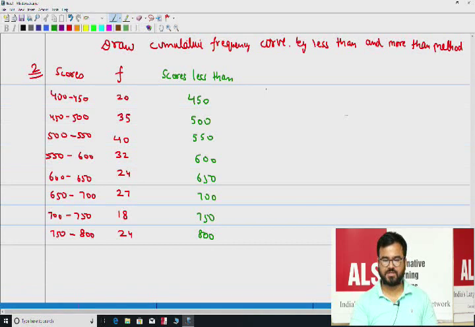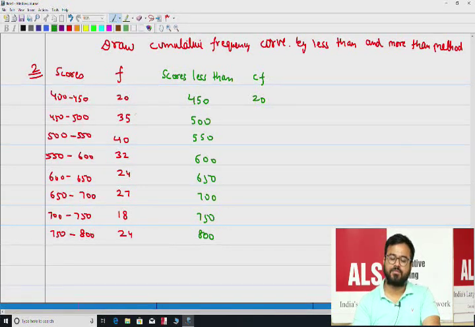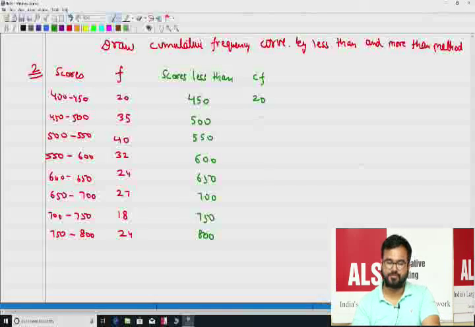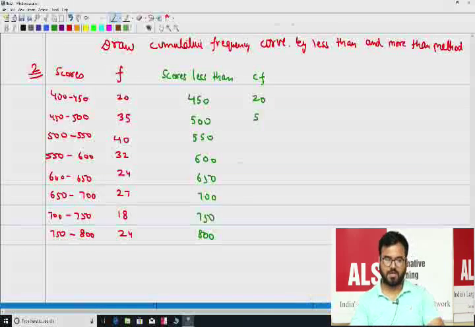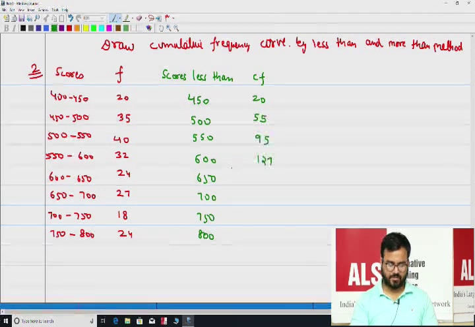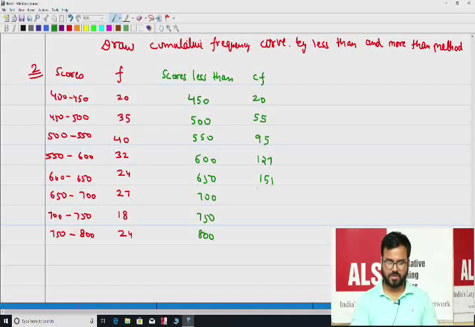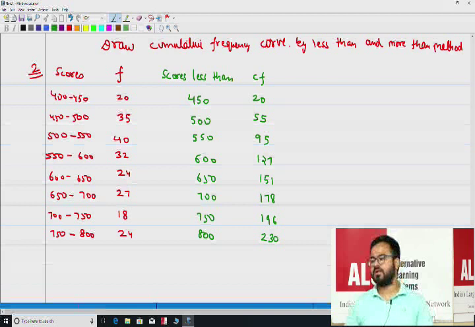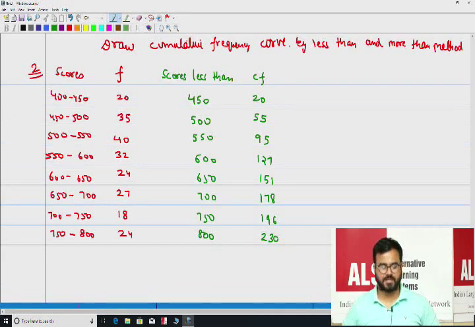and what is the cumulative frequency we can figure out. Less than 450, that would be 20. Then less than 500, it will be 20 plus 35 both. Then 55 plus 40, 95 plus 32, then it is 127 plus 24, 151 plus 27, it is 196, and it will be 230. So first table I have drawn of the scores less than type.